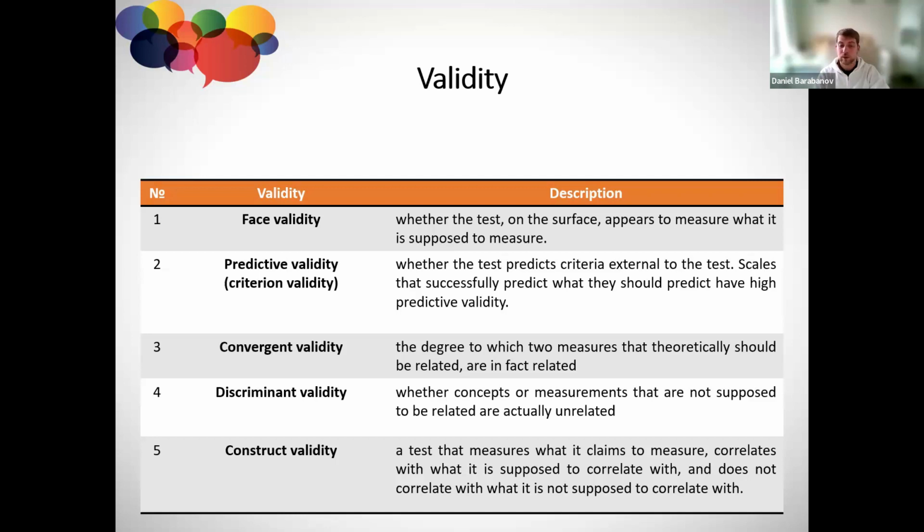And finally, construct validity: a test that measures what it claims to measure, correlates with what it's supposed to correlate with, and does not correlate with what it's not supposed to correlate with. So it's somewhat similar to convergent and discriminant validity, but a bit different. The difference is subtle, I would say.